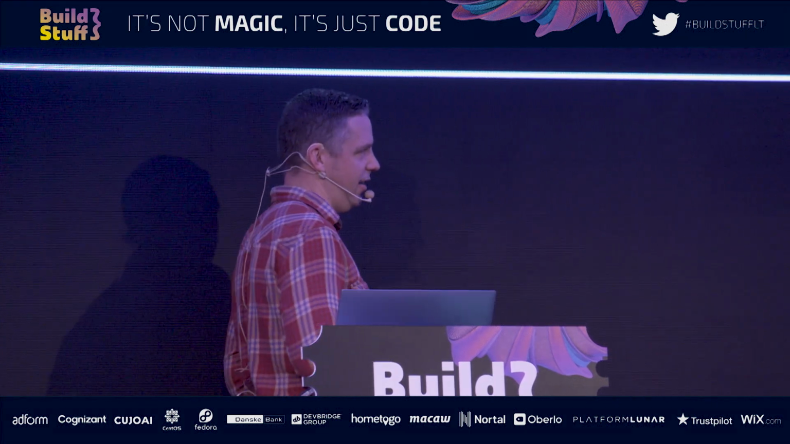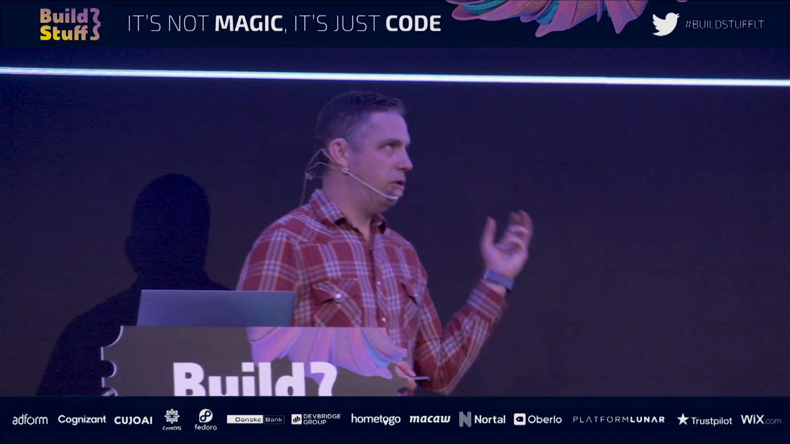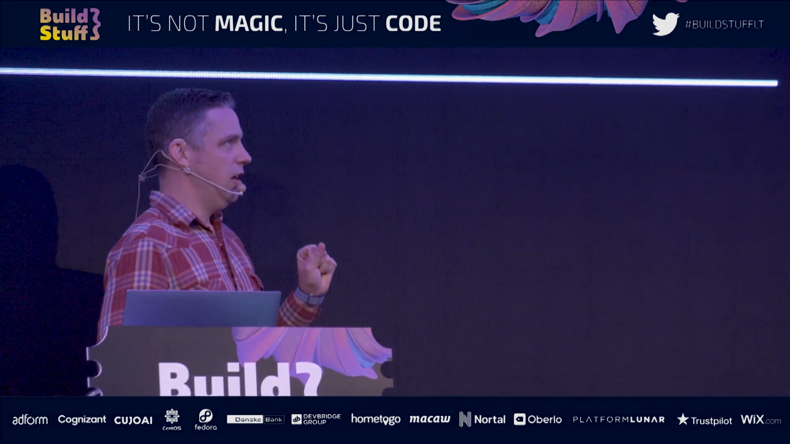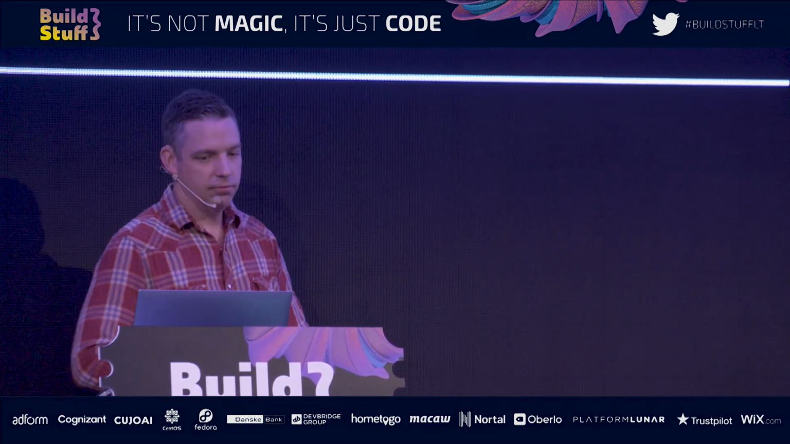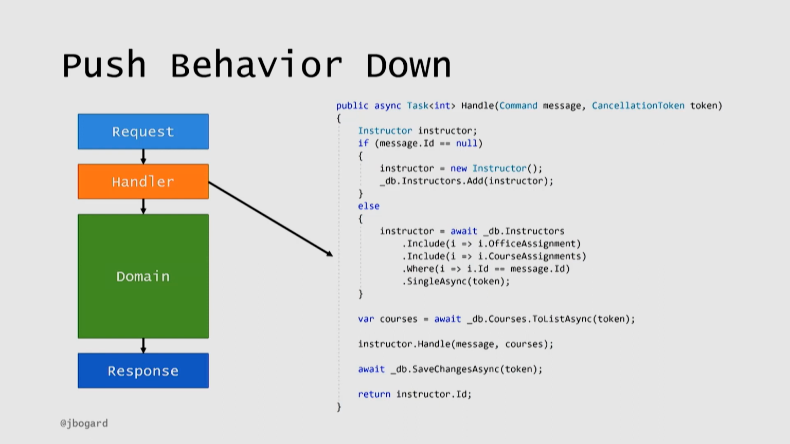But most of the time, the kind of refactoring I do is to try to push the behavior down into the domain model of my application. So in this case, I've got a handler that's doing some stuff with data access. Basically, the first 10 lines or so are just data access code. And then the most interesting part is down at the bottom, which just says instructor.handle, passing in the message and whatever object it needs to perform that action. So instead of me doing all of the work inside of my handler, I'm pushing that down into the domain so the domain can do all of the work itself.